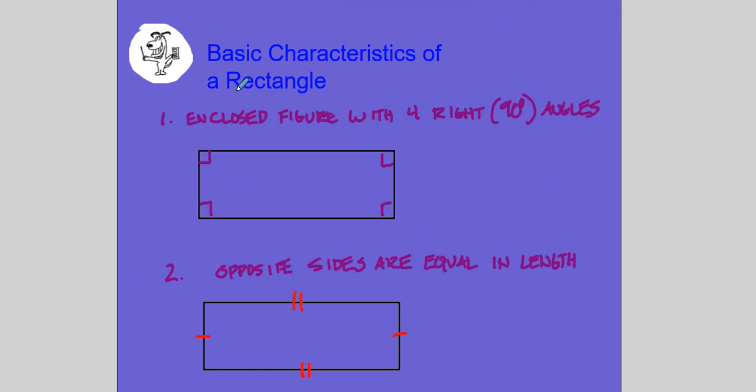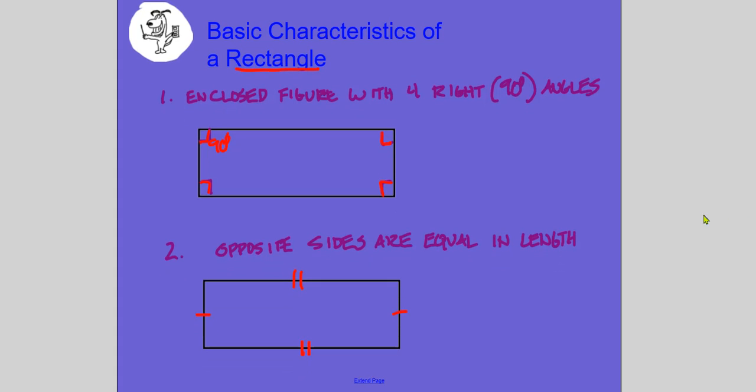Okay, let's talk about rectangles. Basic characteristics of a rectangle. One, it's an enclosed figure with four right angles. This square here means a right angle. So this is a 90-degree angle, this is a 90-degree angle, this is a 90-degree angle, this is a 90-degree angle.